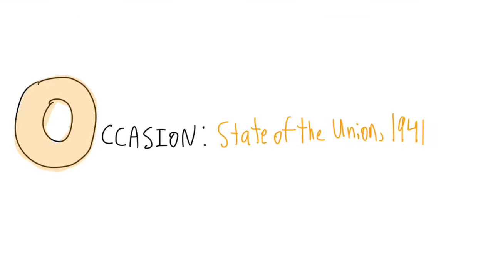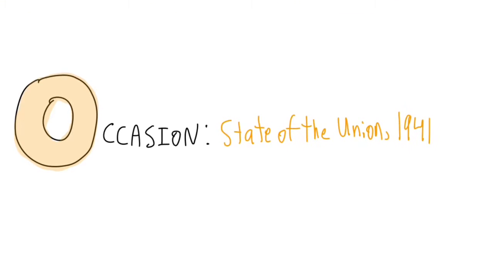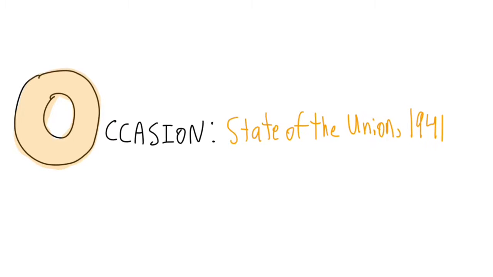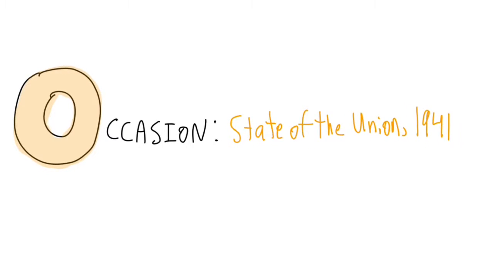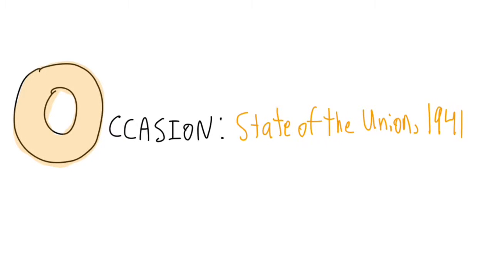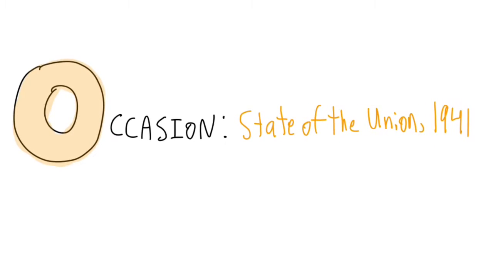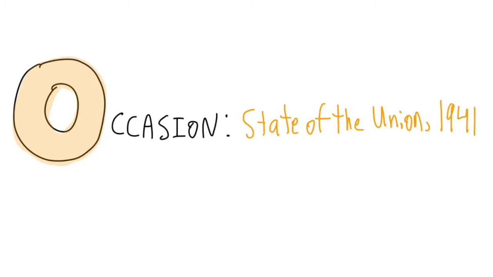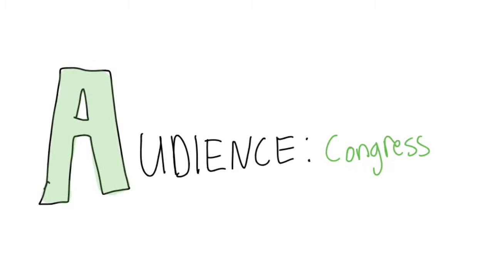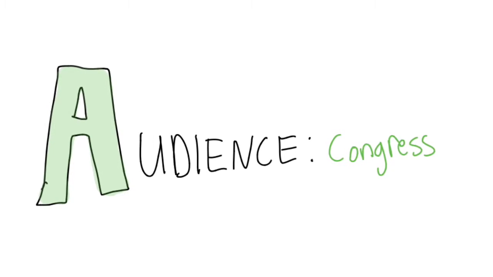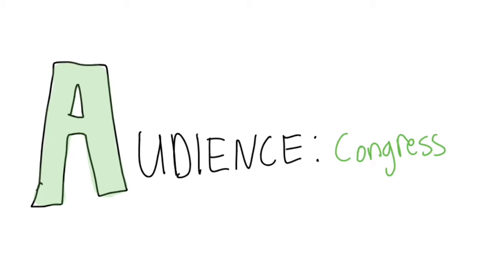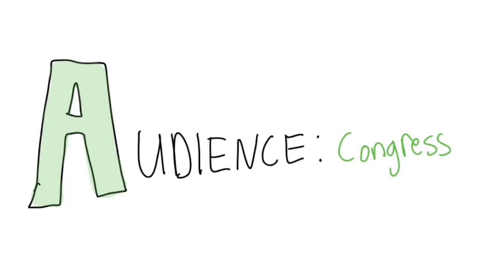The occasion was the State of the Union address in January 1941. At this time, America is still recovering from the Great Depression. However, in Europe and Asia, the rest of the democratic world is fighting against fascist menaces. The United States has stayed neutral, but Roosevelt is urging Congress to get involved. The audience is Congress. Now at this time, America was very isolationist after World War I, so Congress was reluctant to get involved in the affairs of the world.